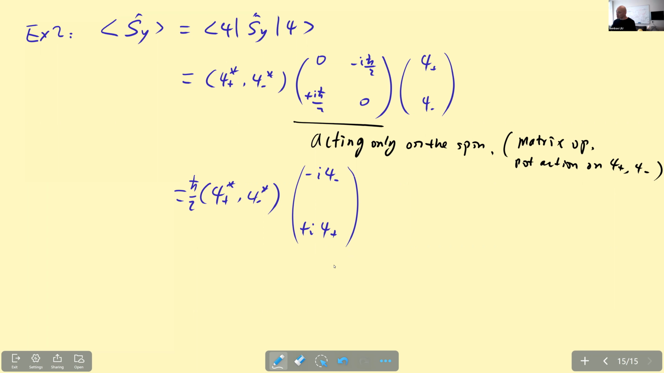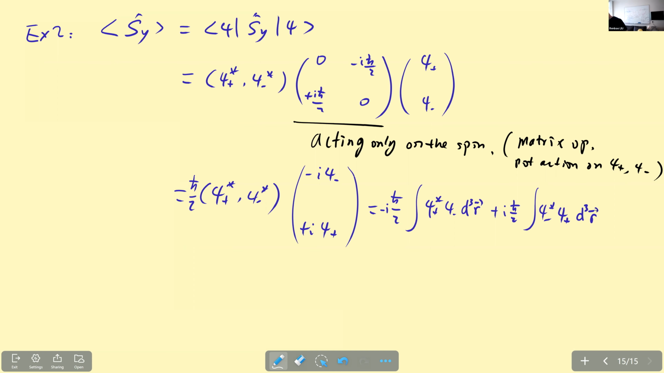Okay, and then you do this one, and this will give us ħ over 2 times minus i, ψ+ complex conjugate, ψ-, and integration over the space, because we are doing the inner products, right? And then plus i ħ over 2, ψ- complex conjugate, ψ+, and do the integration, right? So that's the result for the spin operators.